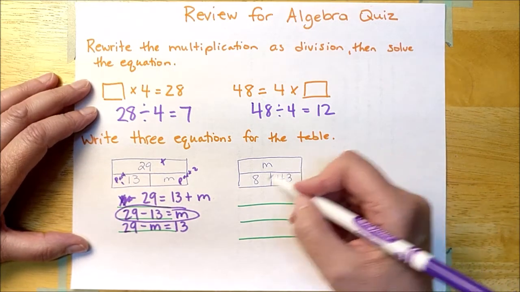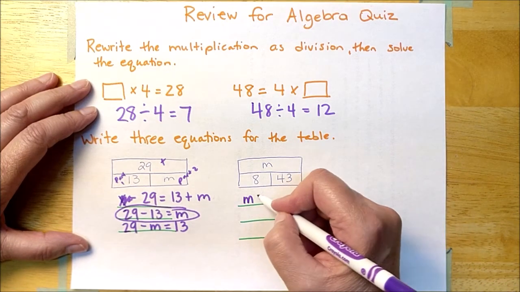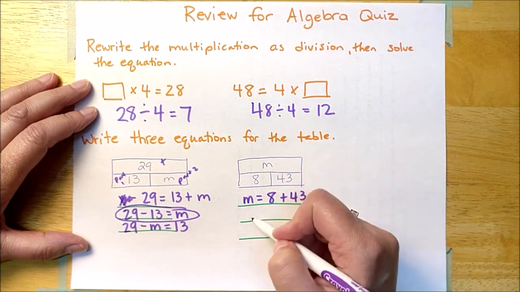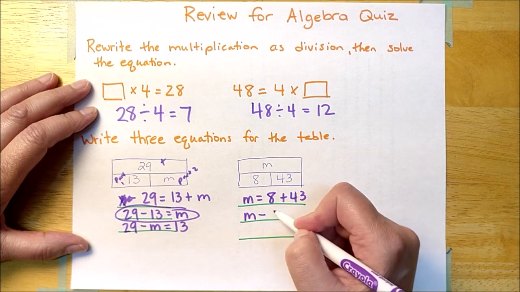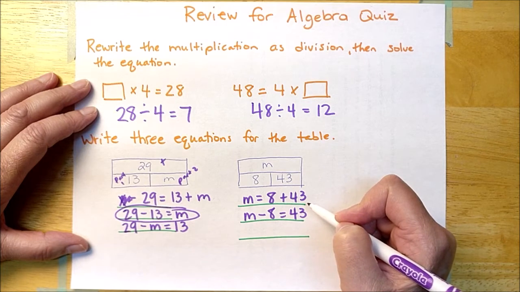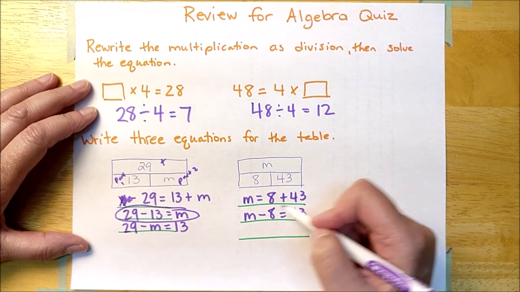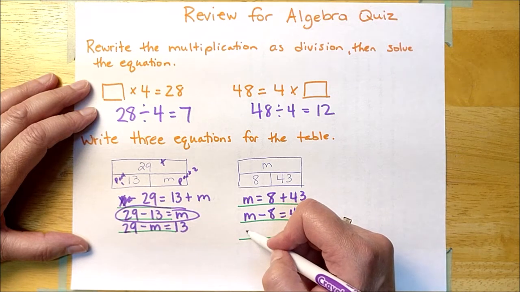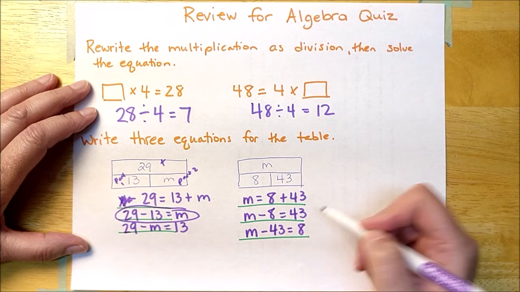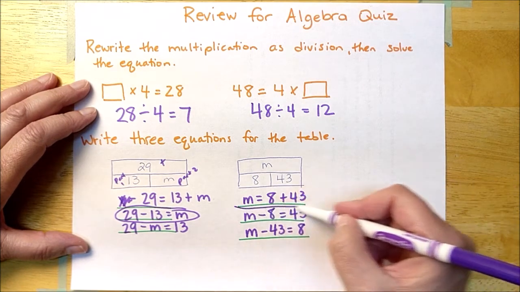So here is our total. We can go total equals part 1 plus part 2. We could say that total minus part 1 equals part 2. Or we could say total minus part 2 equals part 1. And this is the one you'd go with because there's the m by itself. Okay, so that's how you're going to be doing that particular activity.